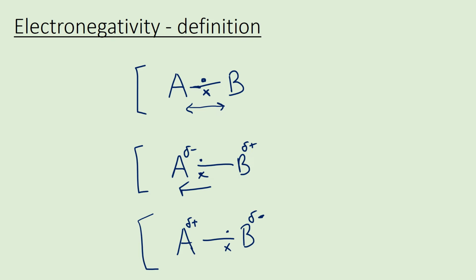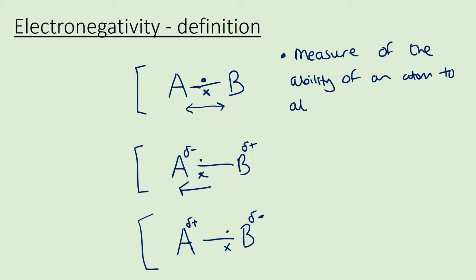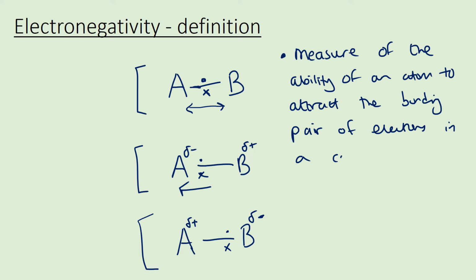Okay, so if we try and verbalize this, it's quite a lengthy one, but electronegativity is the measure of the ability of an atom to attract the bonding pair of electrons in a covalent bond. So we're measuring the ability that an atom has to attract the electrons in a covalent bond.